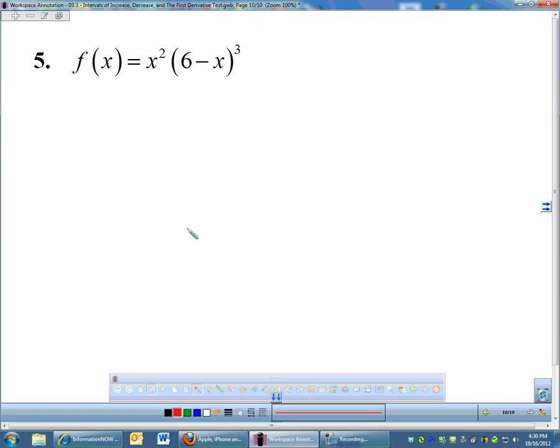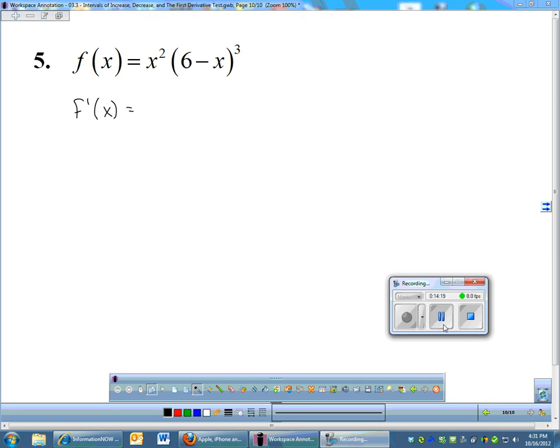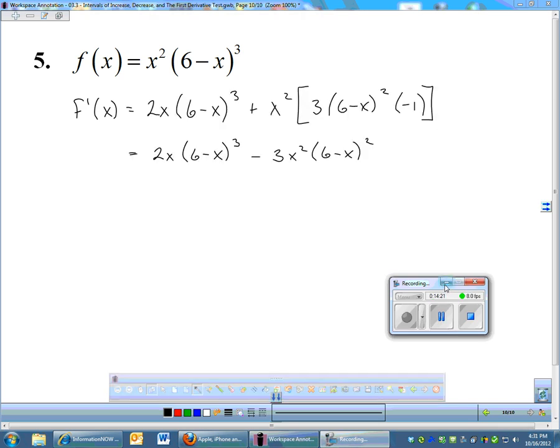One more problem. This one has a cute little algebra trick to it, and that's why I wanted to do this one, and this is the last one. It is a product rule, so we're going to do the derivative here. So f prime of x, I'm going to assume you can do the product rule, so I'll pause it while I do that. All right, so here's our derivative.